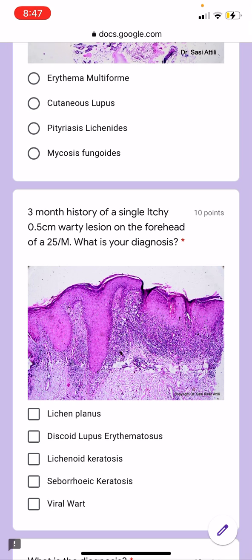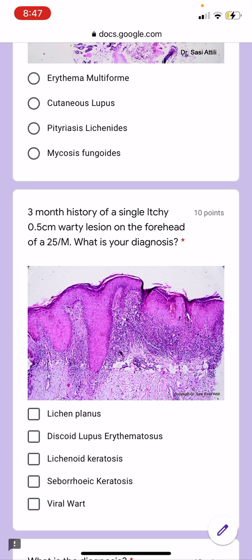Now, in the third question, if you look at the history, you've got the diagnosis. Most people have actually ignored the history. This is a 3-month history of a single itchy 0.5 centimeter warty lesion. When I've said it's a lesion, you've automatically excluded lichen planus and discoid lupus erythematosus. So you're left with lichenoid keratosis, seborrheic wart, and viral wart. This has no feature of viral wart or seborrheic wart.